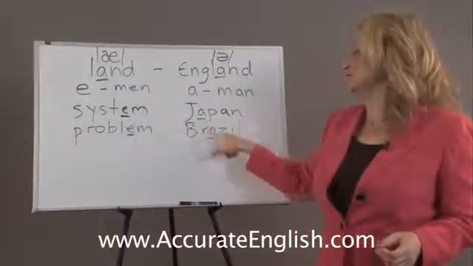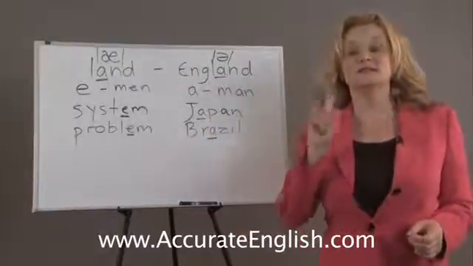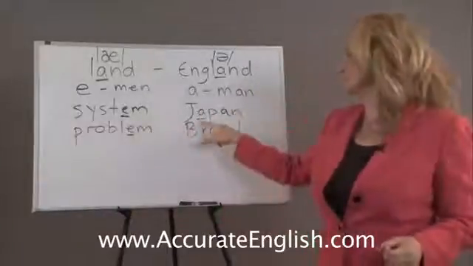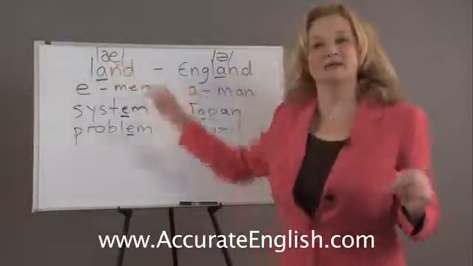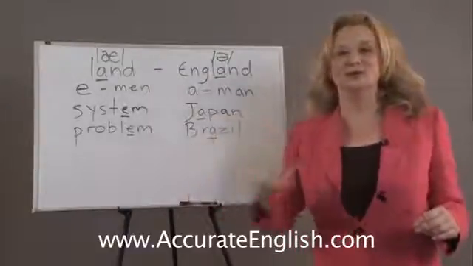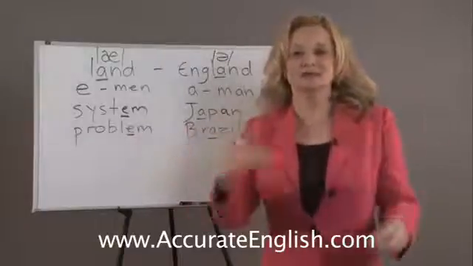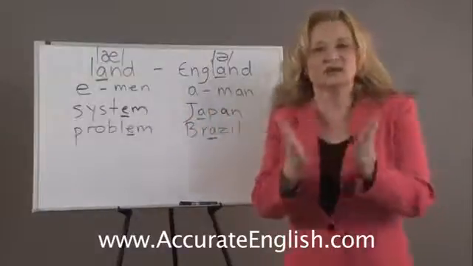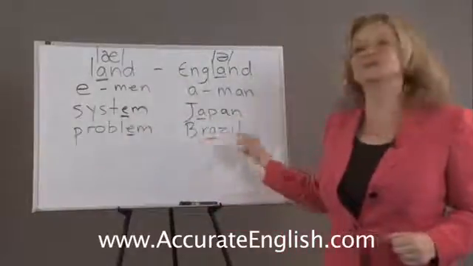But what happens to these A's? With Japan and Brazil, the first syllable is reduced and the second syllable is stressed. So this will sound like this, and this A will sound like this. So we don't say, I am from Japan. We do it like this, Japan, Japan. Make this one disappear. It's almost non-existent. It's very, very short. Japan.